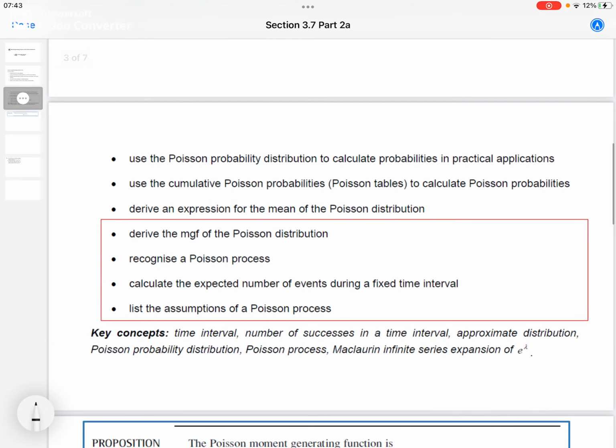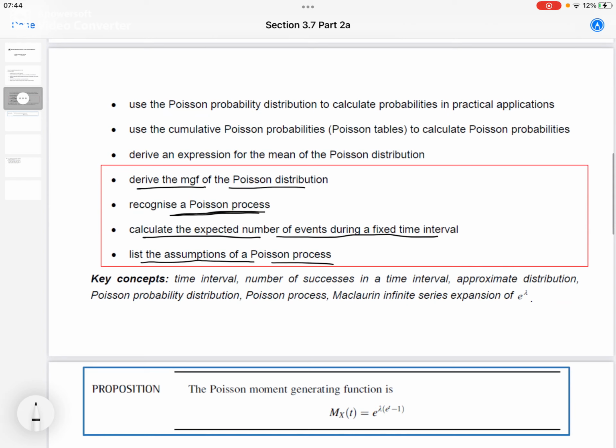Okay, so by the end of this video, you should be able to derive the moment generating function of the Poisson distribution. You should be able to recognize if we have a Poisson process or if a scenario follows a Poisson process. And then you should be able to calculate the expected number of events during a fixed time interval. And you should be able to list the assumptions of a Poisson process.